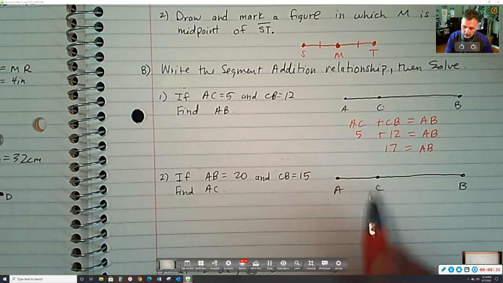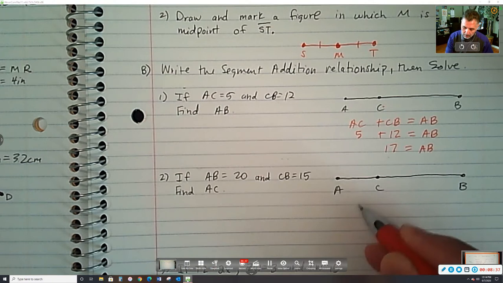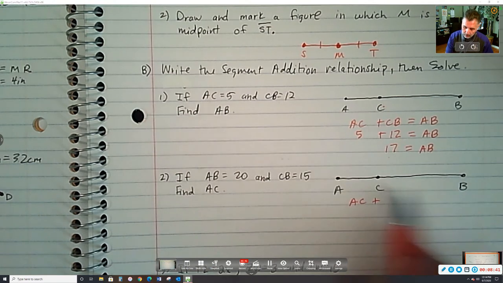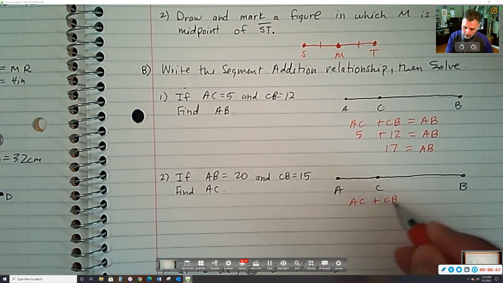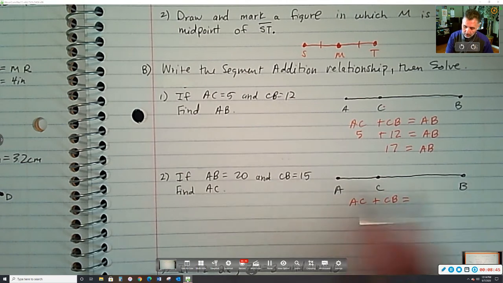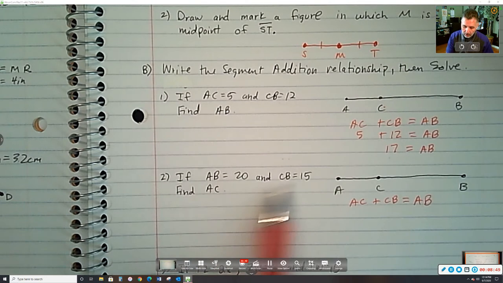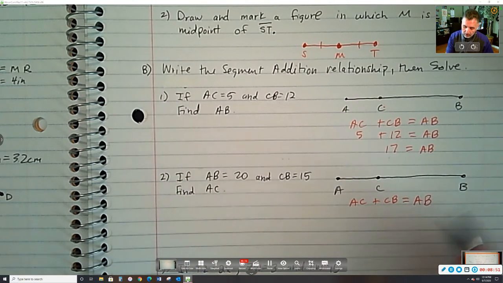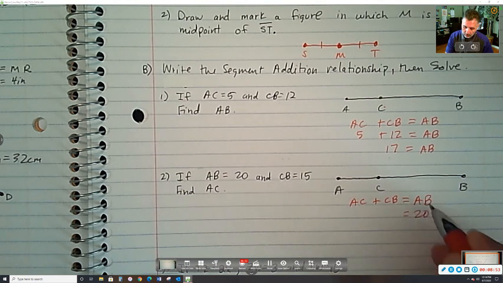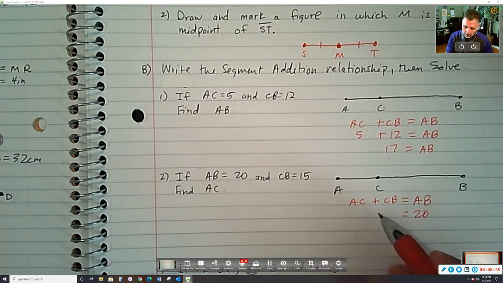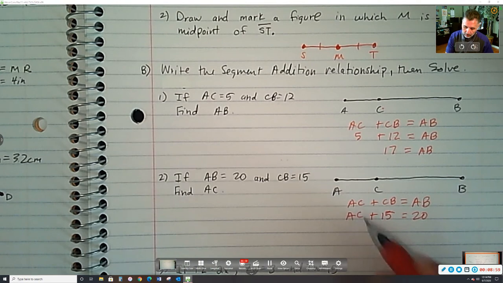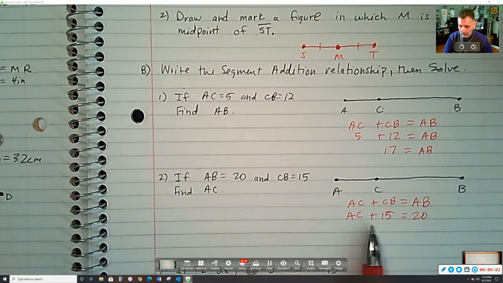Okay. So I'm going to do the same thing with this one. I know this smaller piece plus this larger one, CB, is equal to the entire thing, AB. Then I'm going to come over here and figure out what I know. AB is 20, so I put 20 on this side, and CB is 15. Now the one I don't know is AC. Okay. So then I just need to figure out what AC is.